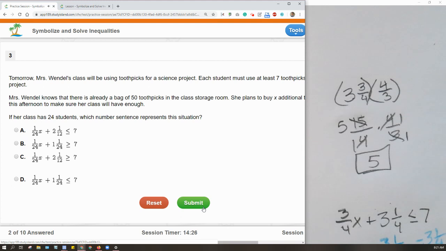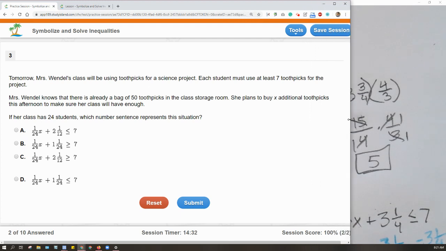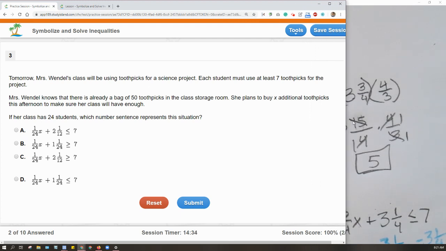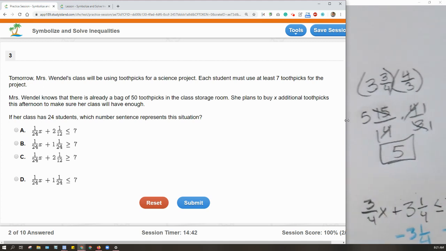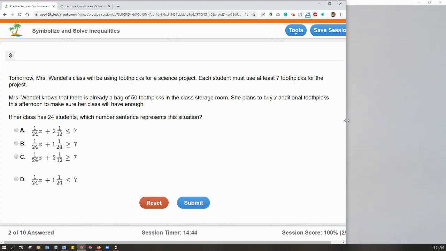All right, next up, tomorrow Mrs. Wendell's class will be using toothpicks for a science project. Each student must use at least 7 toothpicks for the project. Mrs. Wendell knows that there's already a bag of 50 toothpicks in the class storage room. She plans to buy X additional toothpicks, so X, some mystery number of additional toothpicks, to make sure that her class will have enough. If her class has 24 students, which number sequence represents this situation?